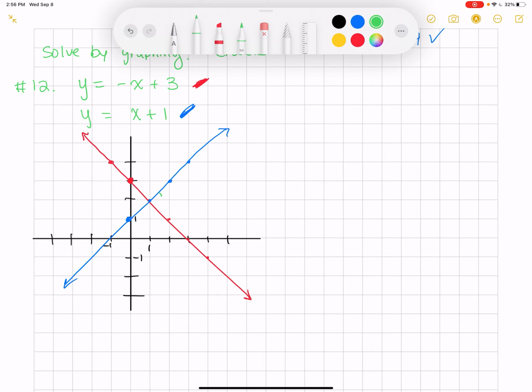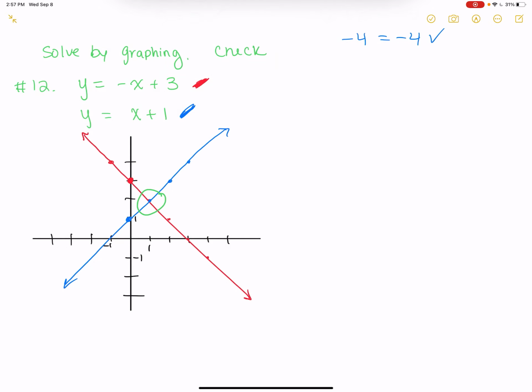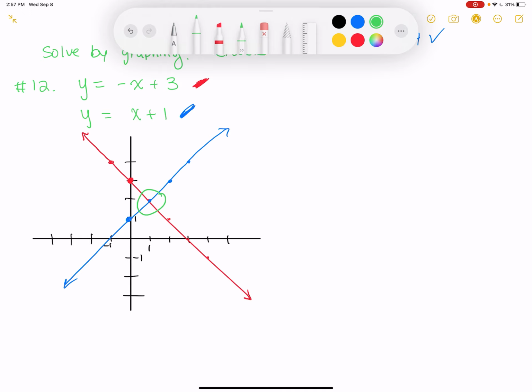So the intersecting point is right here. What is the ordered pair for that intersection? 1, 1. No, wait. 1, 2. Okay. I really can't see. I'm going to take these grid lines away now because I think it'll make it easier to see. All right, so we said that this point is at 1, 2.